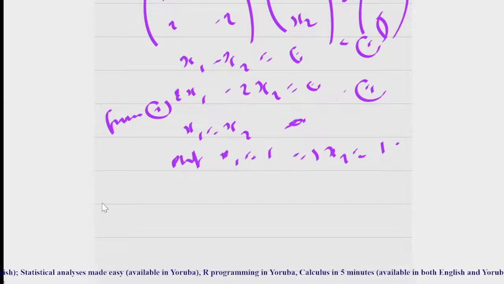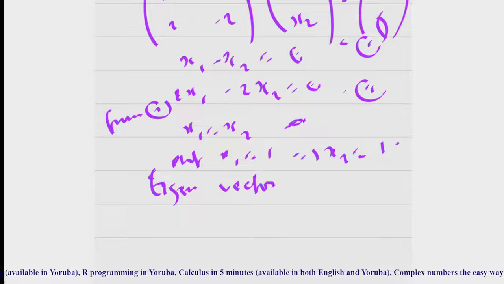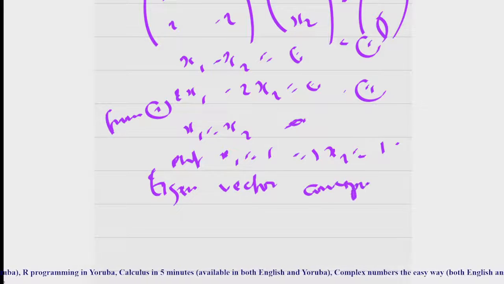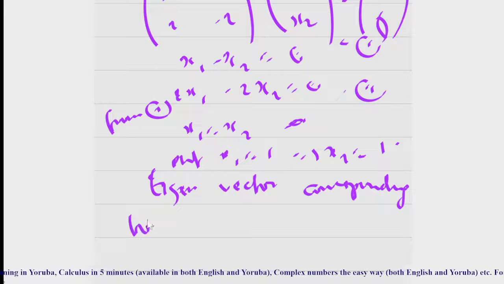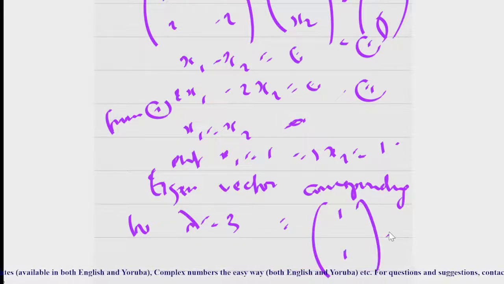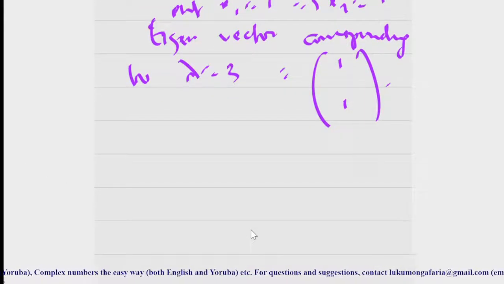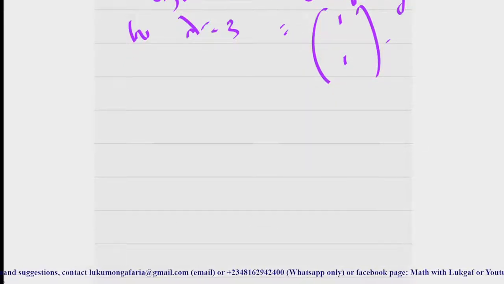So then you can say the eigenvector corresponding to lambda is equal to 3 is 1, 1. So that's how you are going to find your eigenvector. And when you want to diagonalize a matrix, this eigenvector is very important there as well. I'm not going there in this video. So since that is clear, we were able to find our eigenvectors.